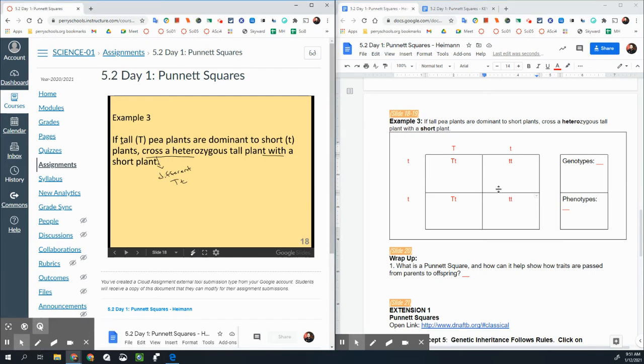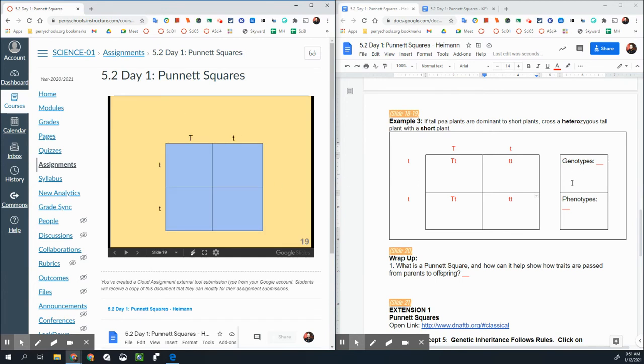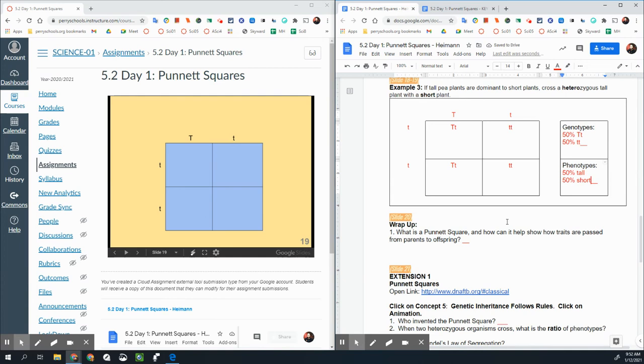All right, now we need to figure out the percentage of genotypes and the percentage of phenotypes. Well, there are two capital T lowercase t's and two lowercase t's. So that's 50% of each. So 50% capital T lowercase t, 50% lowercase t lowercase t. But then what is the phenotype? Well, remember up here the pea plants are tall or short. So it's going to be 50% tall and 50% short because it's 50% dominant and 50% recessive.